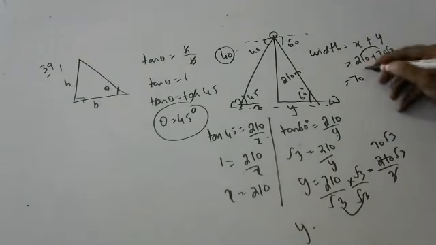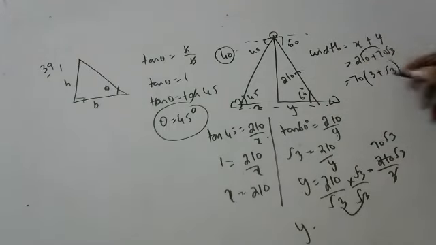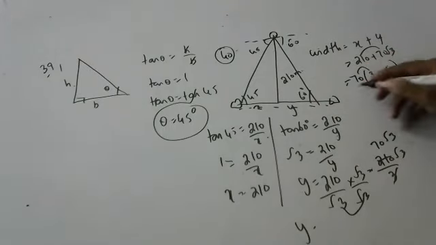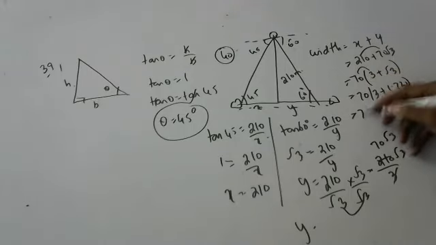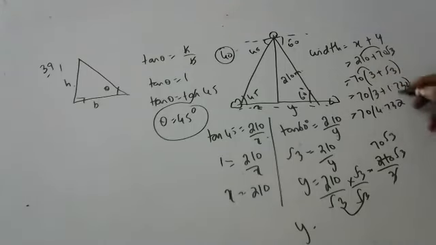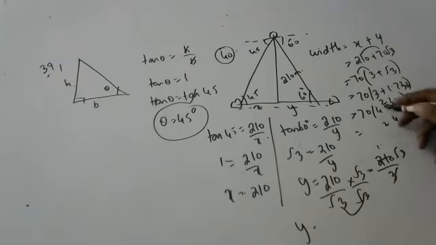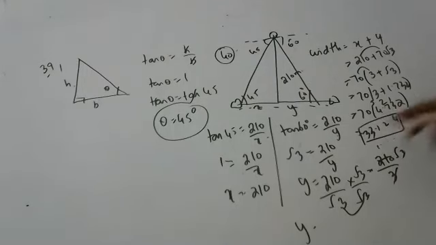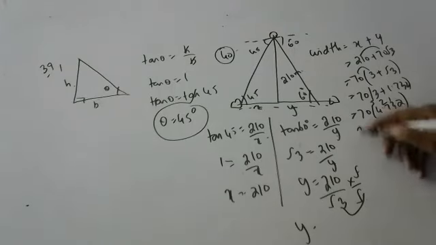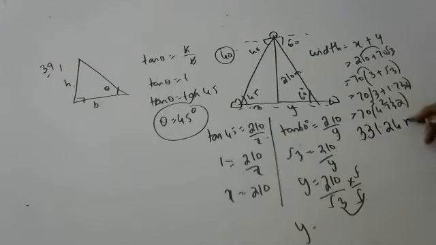So take 70 common: 3 plus root 3. If you take 70 common, it is 3 plus root 3. So 70 into 3 plus 1.732, which is 70 into 4.732. That is how much, children? 331.24. So 331.24 meters is the width of the river.